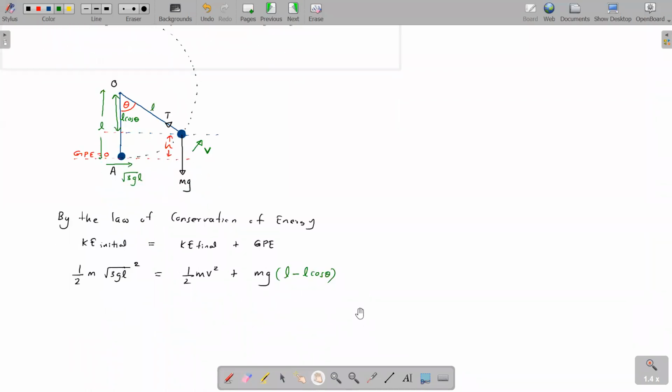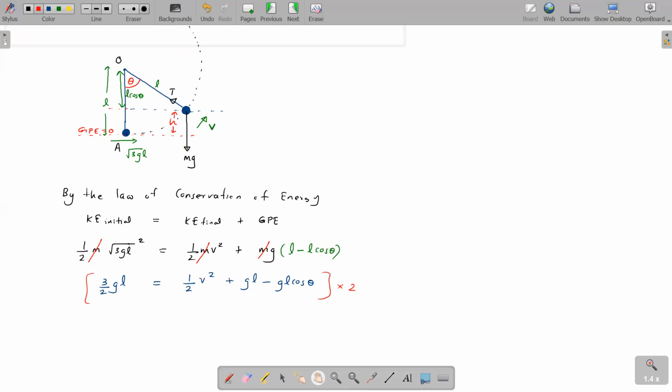All right, guys. So now let's simplify. You can cancel out m. Everyone has m, you cancel it out. So you get here half into root 3 GL square. It's going to be 3 over 2 GL, right? So 3 over 2 GL equals half V square. Over here you have GL minus GL cos theta. Great. Let's multiply the whole equation by 2, because I have half V square and I'm trying to make V the subject. All right, so my goal here is to make V the subject.